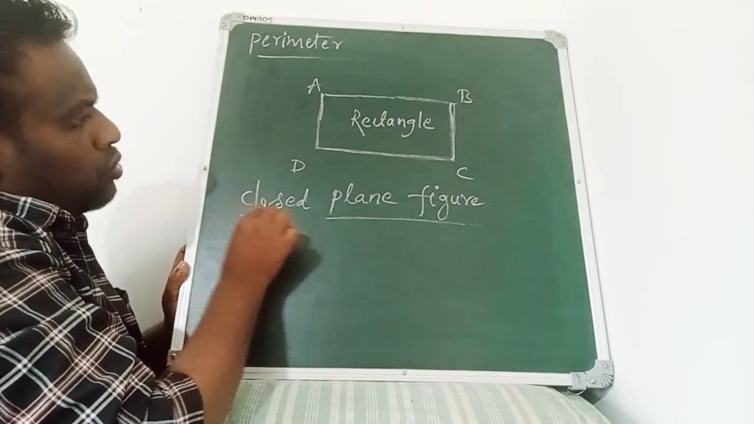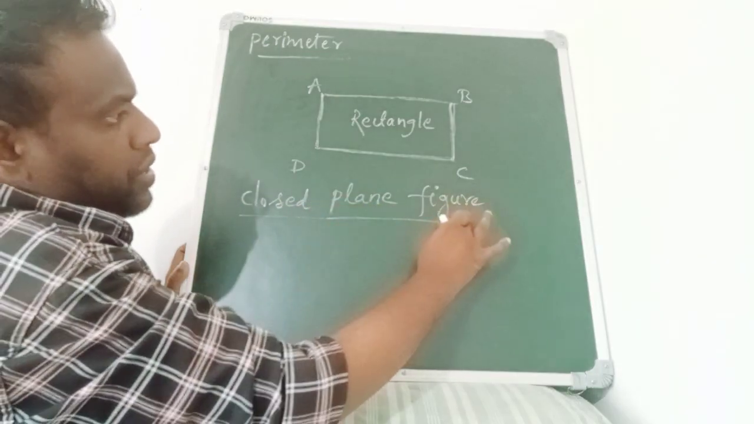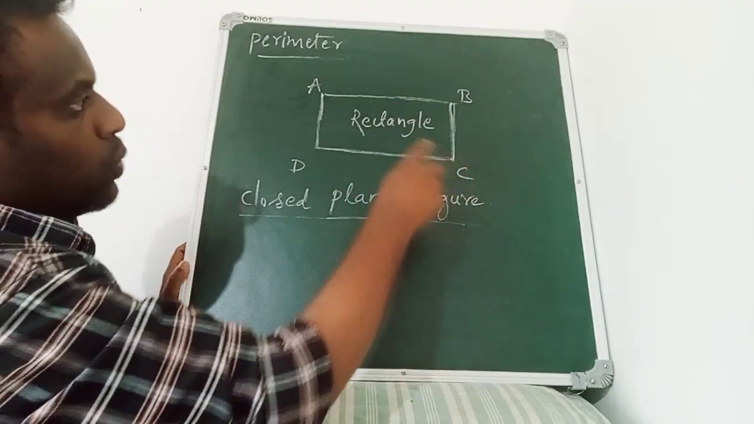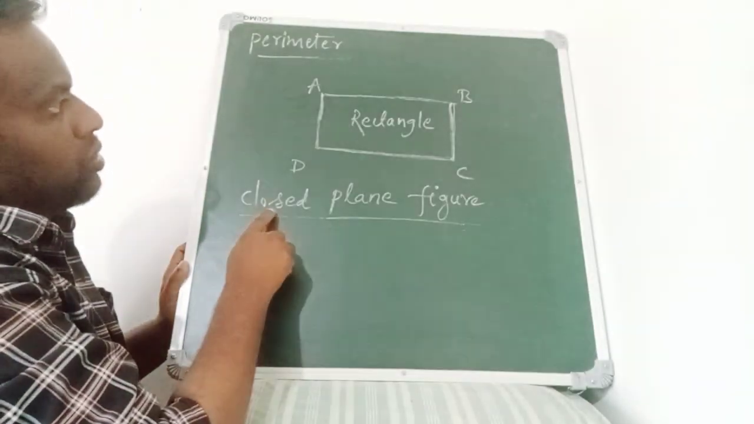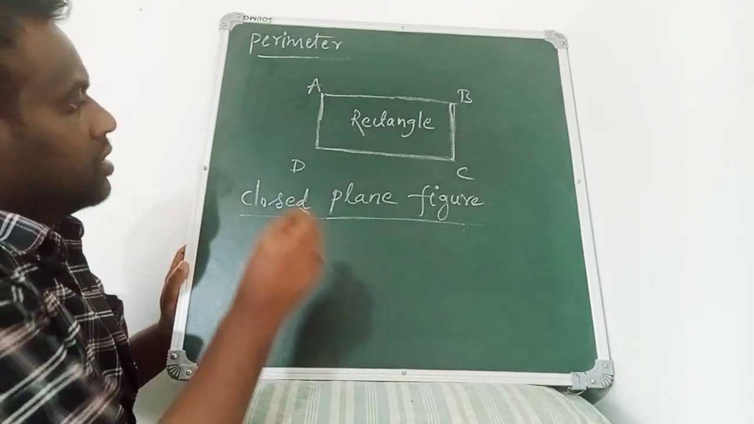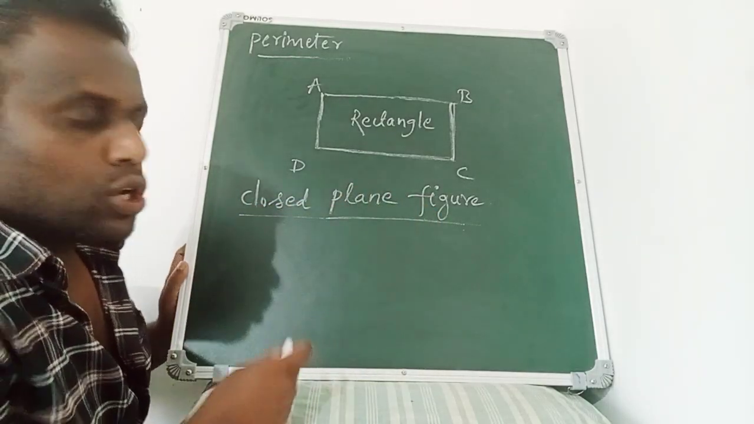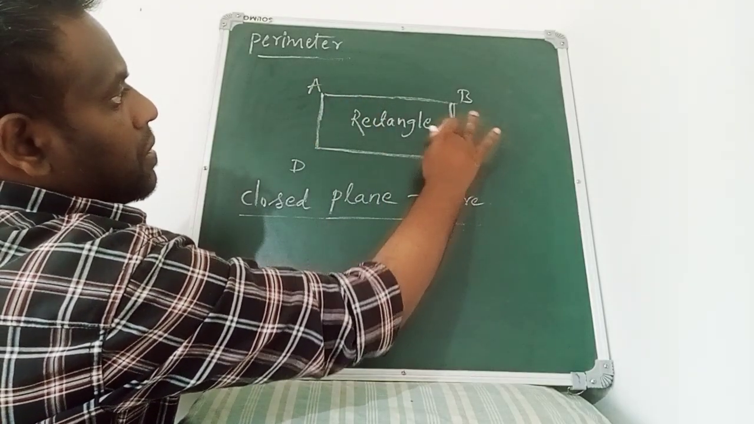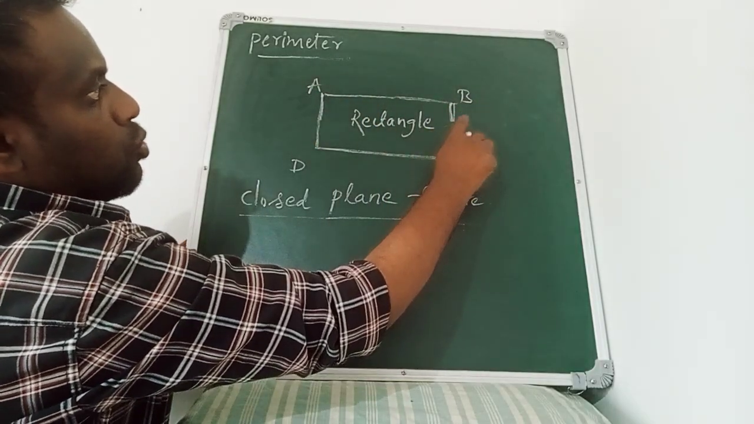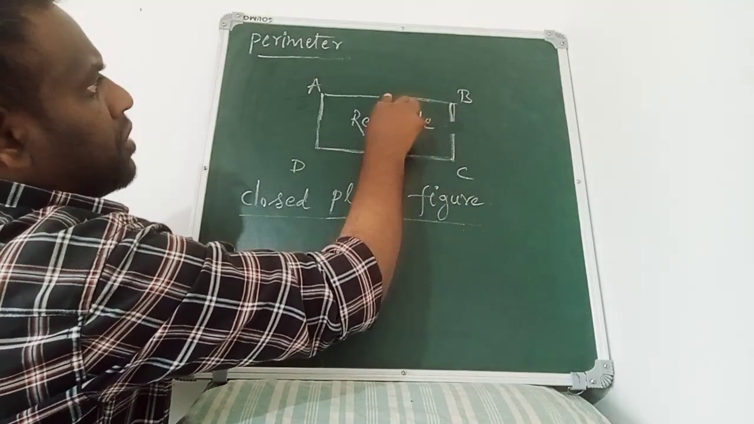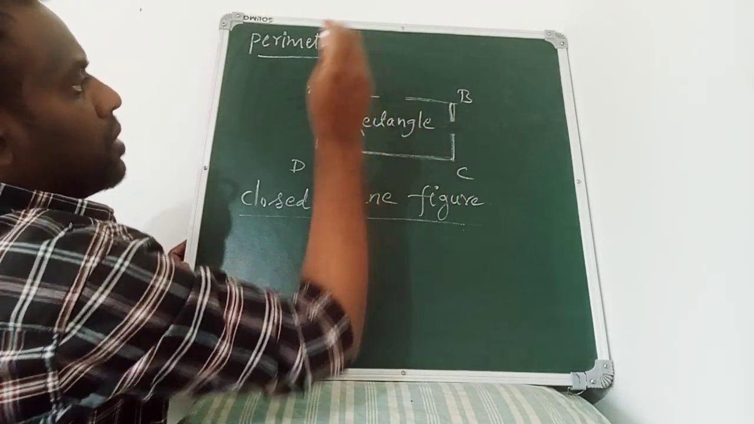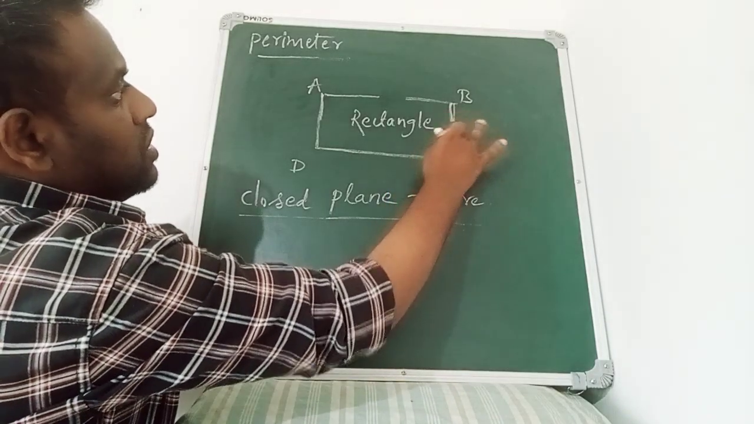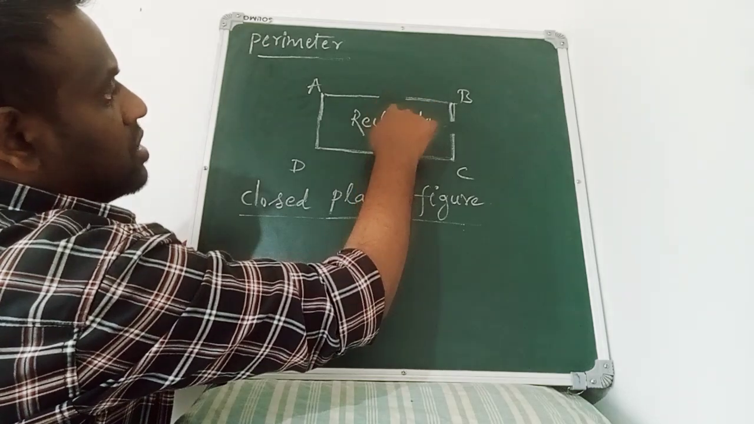Next I will take closed plane figure. You understood what is a plane figure. So a plane figure is this, a rectangle is an example. Closed plane figure means what? Closed means it is completely closed. There are no opens here. See, if I erase here, here is an open. If I erase here, see, here is an open. If there is an open, it is an open figure. So these are the opens here and here. I just erased. These are the opens.